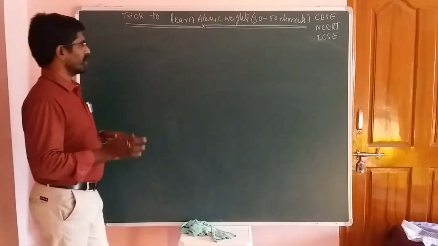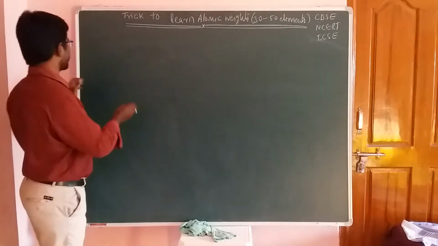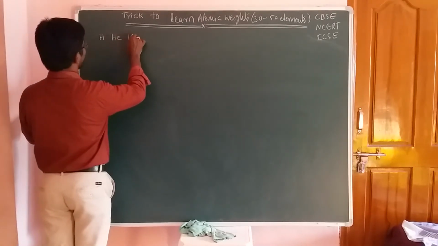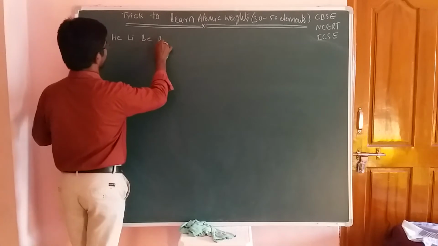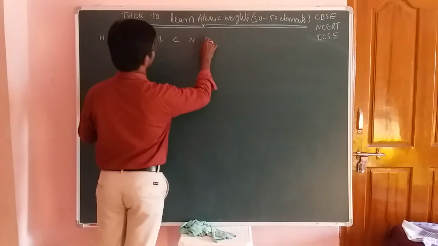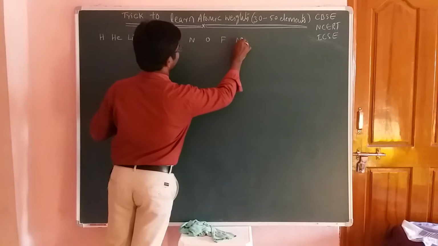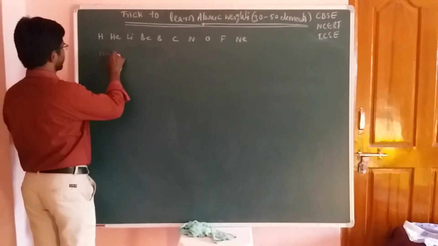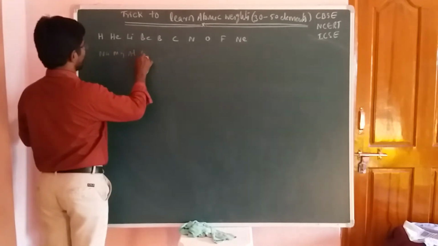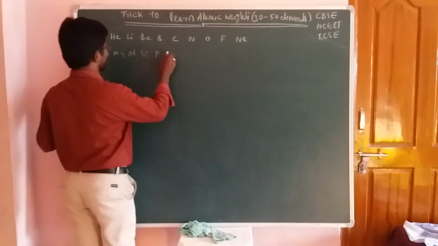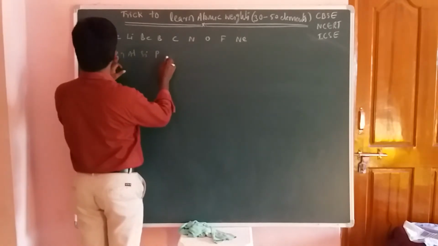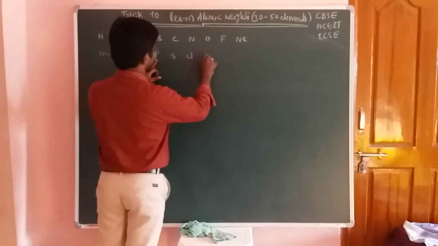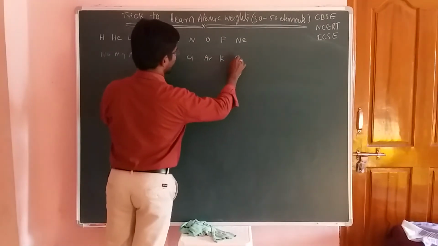Okay students, I will write the elements once again here. The first one is hydrogen, helium, lithium, beryllium, boron, carbon, nitrogen, oxygen, fluorine, and next one is neon, 10 elements. And next one is sodium, magnesium, aluminium, silicon, phosphorus, sulfur, chlorine, argon, potassium, and next one is calcium, 20.